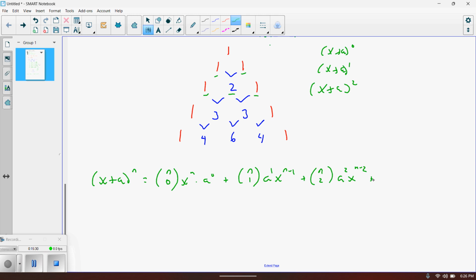This is going to happen all the way until you get to the very last term, which would be n taken n ways. In this case, your x is now going to be all the way down to the 0 power, which makes that a 1, and then a will be raised to the nth power. Okay, and this works for any expansion of any binomial. I wish it worked for the trinomials and everything else, but it doesn't. It's a binomial theorem.